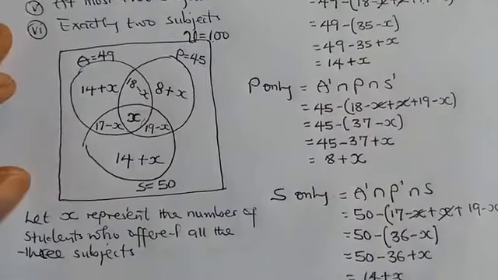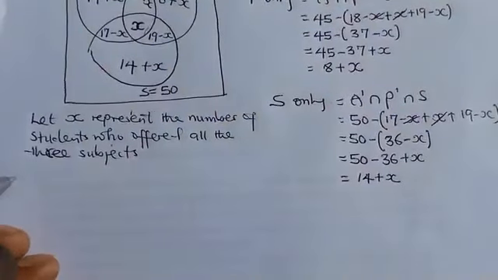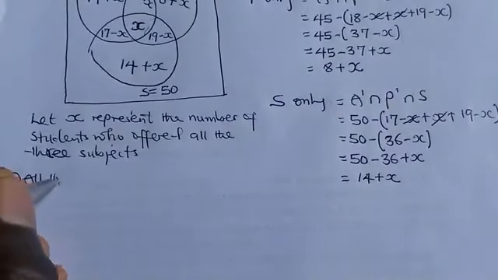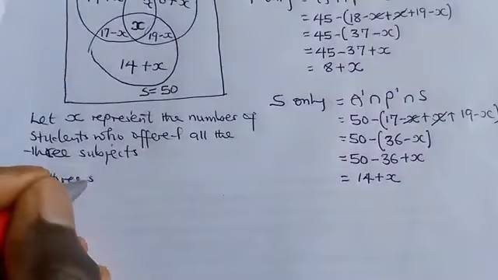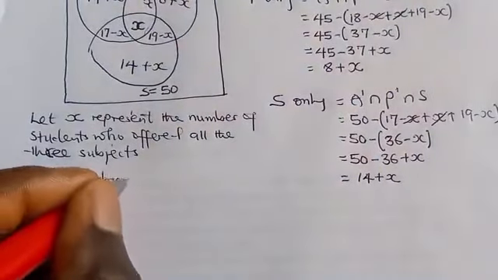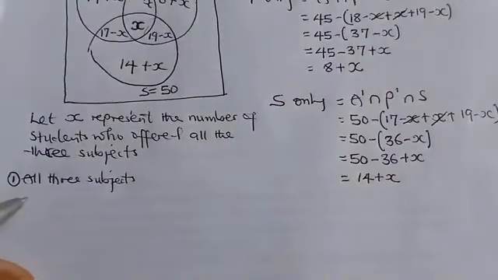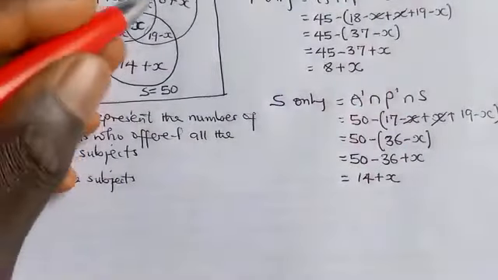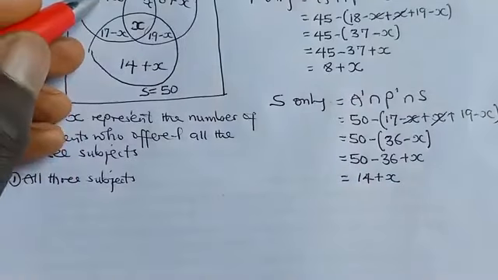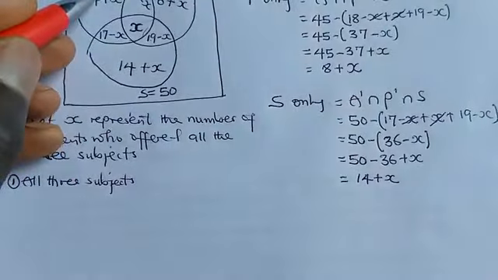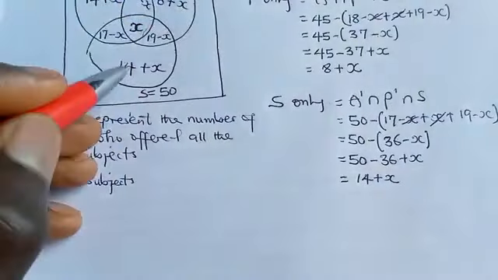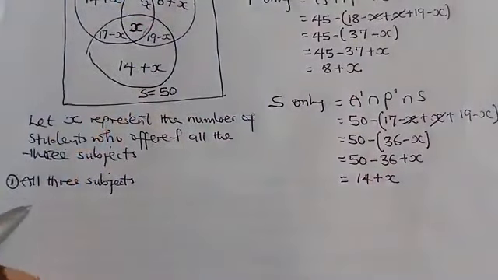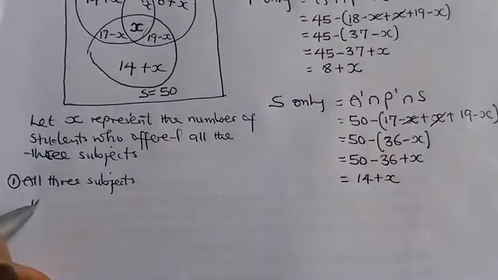So, for the first question, all three subjects, we are going to add everything here. So let's begin with the single subject, that is algebra only, physics only, and statistics only. Algebra only, we have 14 plus X.